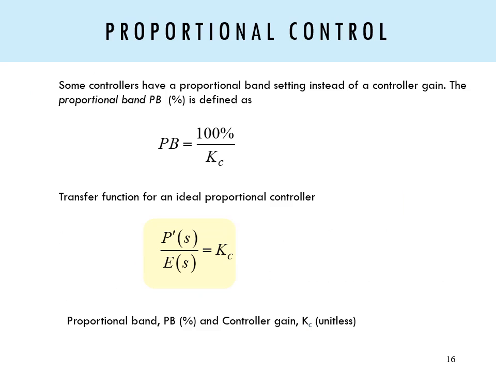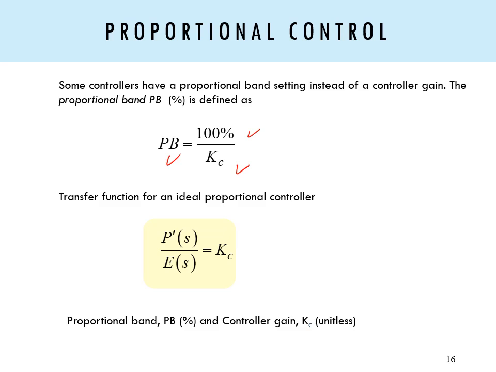Some other types of controllers are not using controller gain. Instead, they are using the proportional band, which is the PB. In order to calculate PB, you must follow this equation: PB is equal to 100 divided by Kc.